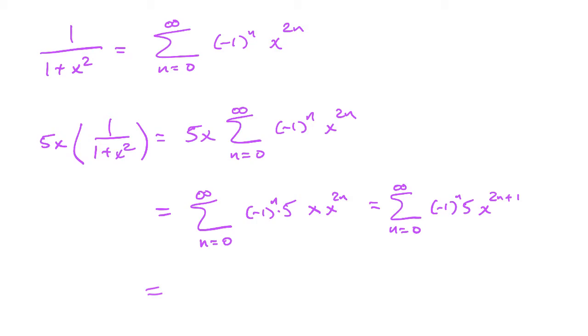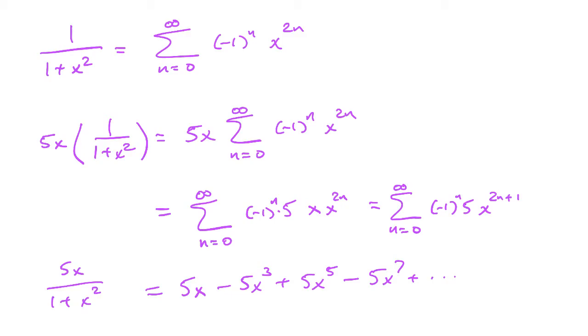When n is 0, when n is 1, when n is 2, we plug those in, and we get an expansion that looks something like 5x minus 5x cubed plus 5x to the 5th minus 5x to the 7th, plus, and so on and so on. And so we've got this infinite polynomial that really is the embodiment of our function 5x over 1 plus x squared. And where is this going to work?